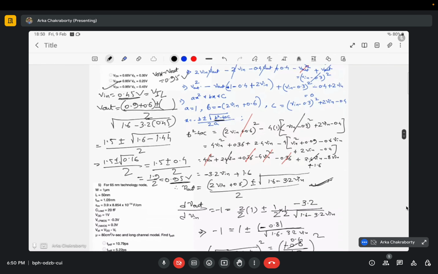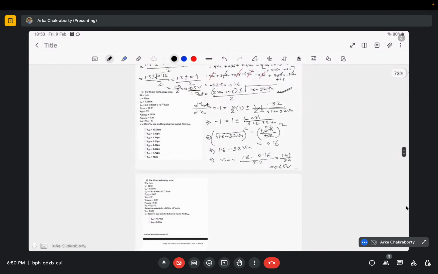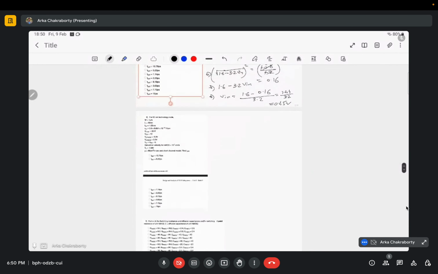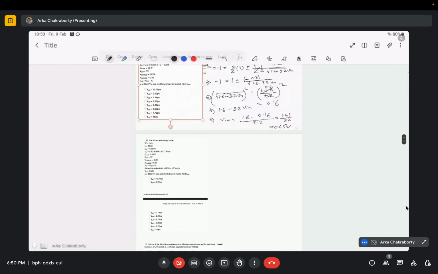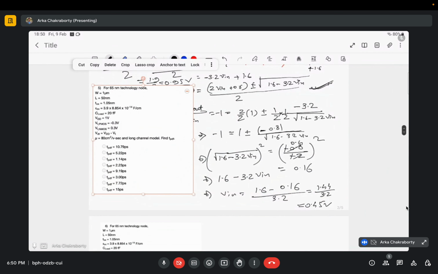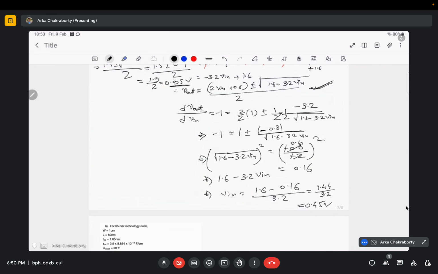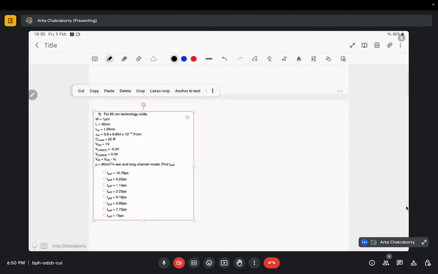Okay, fine. Let's move to the next question. There is hardly any space. Let me try to move it. Question number 5. Okay, another calculation. Okay, let me shift this one. Cut the bottom. Okay, fine.